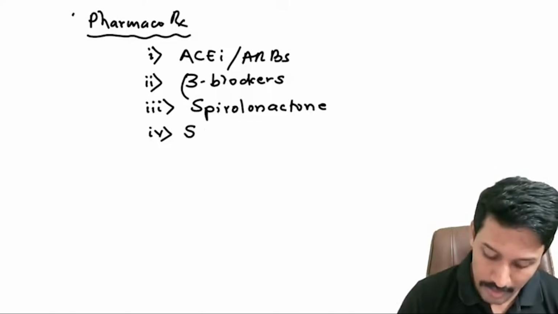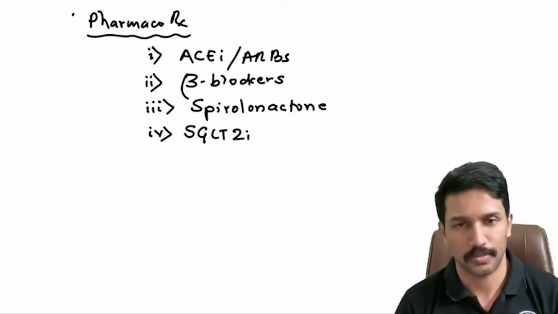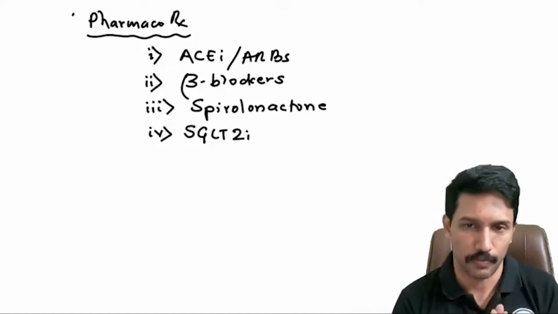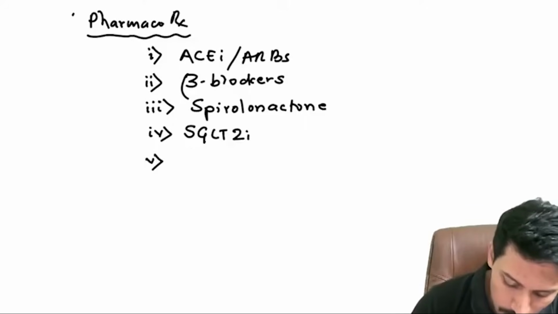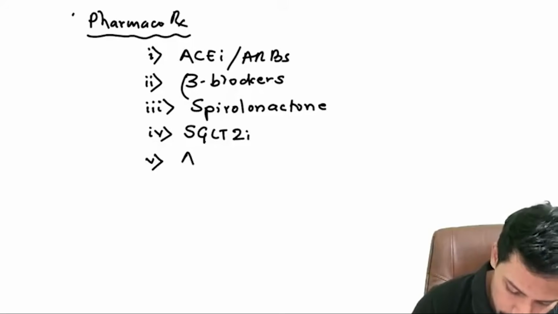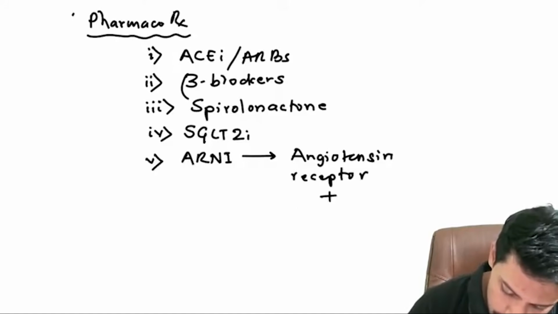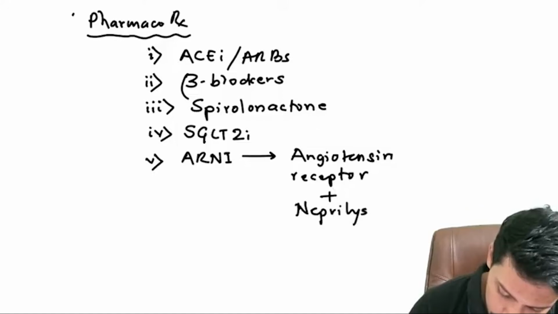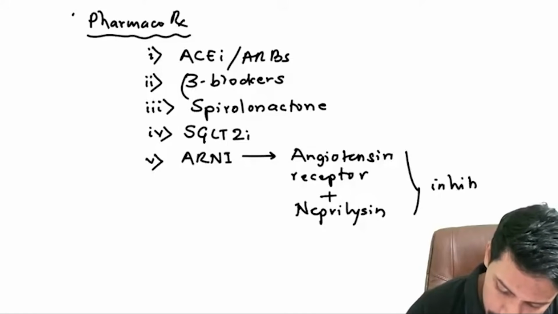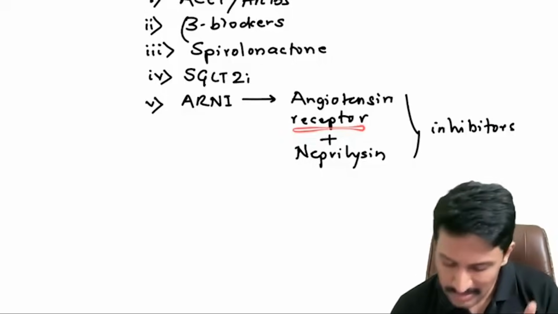And what am I talking about? Antidiabetic drugs? Yes. SGLT2 inhibitors. Good. SGLT2 inhibitors. So these are the standard drugs used for heart failure patients. Apart from that, we can consider ARNI. So what does ARNI refer to? ARNI refers to angiotensin receptor plus neprilysin inhibitors. Means a combination of drugs that inhibit angiotensin receptor, that is ARB, right? Plus neprilysin as well.